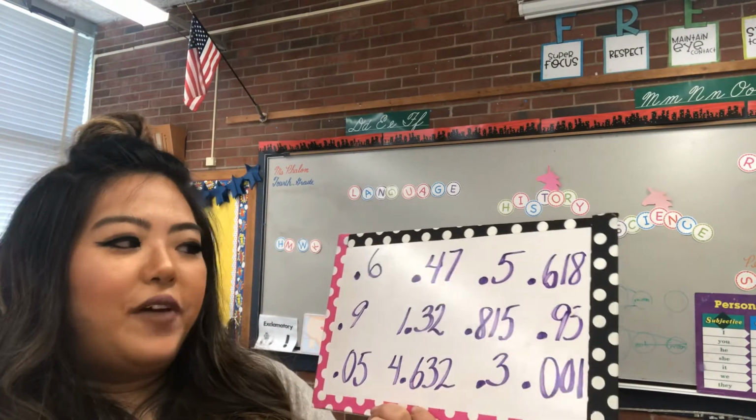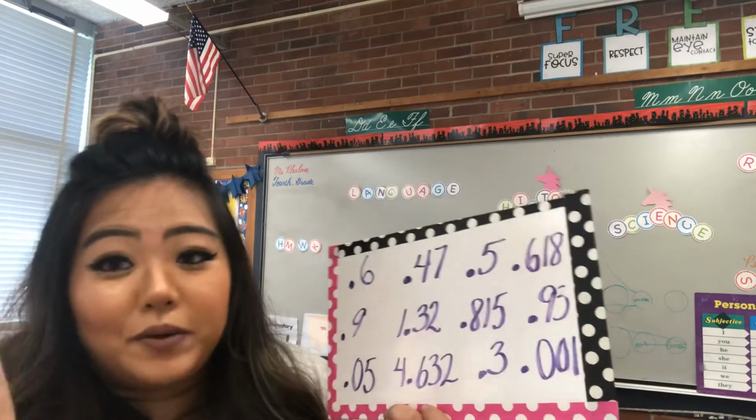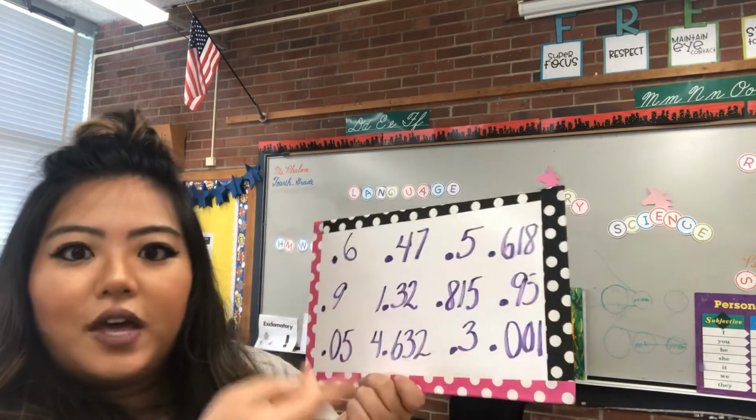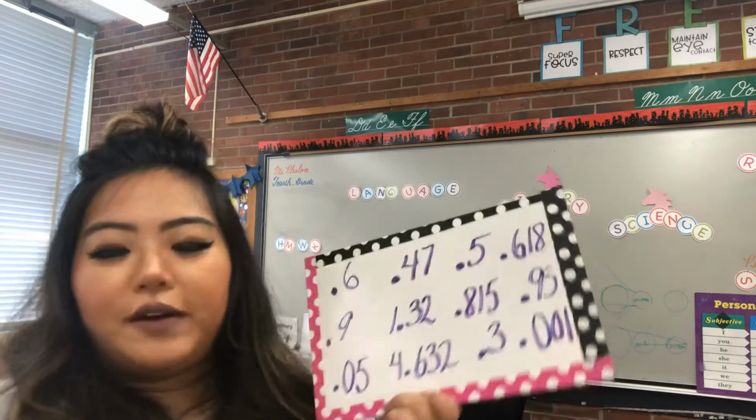And then if you were to write fractions for these, you would write them exactly how we said them. 1,000th, you'd have thousandths. 3, you'd have tenths.